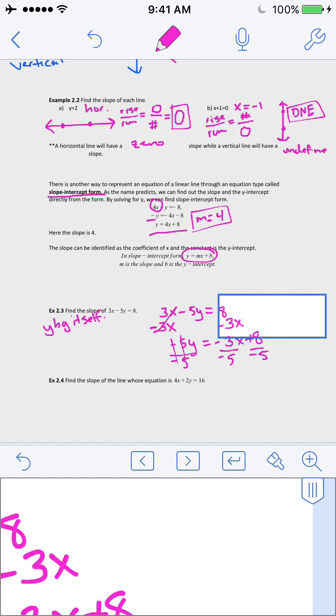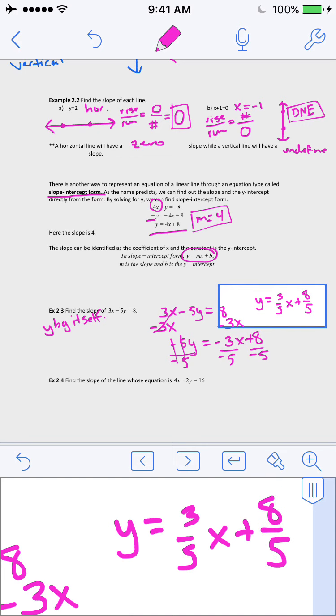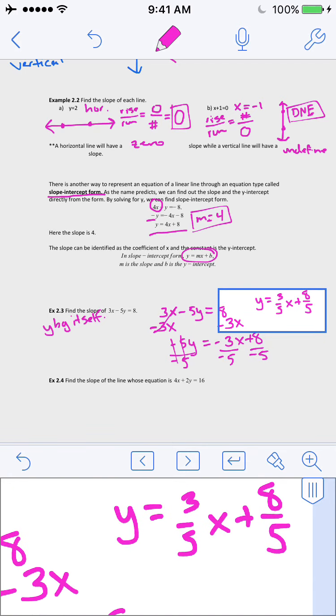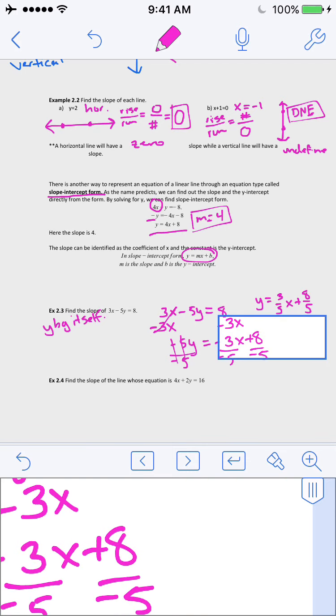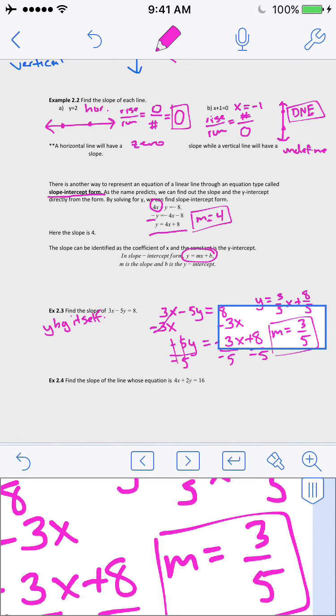And when we finish that, we get, I'm going to go back up here, y is equal to, negative over negative becomes a positive. So 3/5 x plus 8/5. All right, so we've rearranged it into y equals mx plus b. What's our slope here? Now that we have that in slope-intercept form, our slope is what? Our slope is the m. Good, so m is equal to 3/5. And we are done.